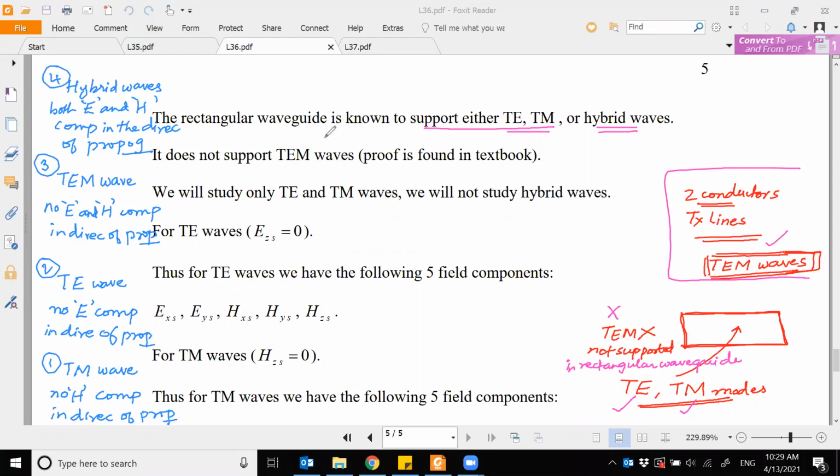As I told you, our rectangular metallic waveguide supports these, and this is coming from the boundary conditions, because there are stringent boundary conditions. In order to satisfy them, they will have these. And this is for the transmission lines. Okay, so shall we move ahead?